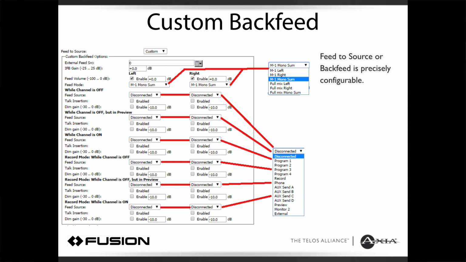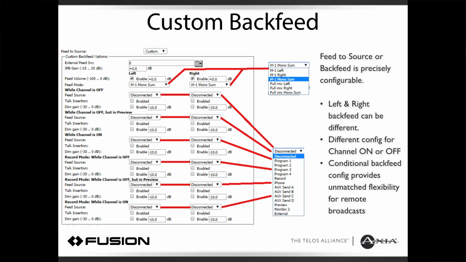It lets you customize how, say, a remote broadcast or an OB, an outside broadcast, is being handled. What are you sending to that remote broadcast, whether they're on a mono circuit, maybe they're on a telephone line, or a stereo circuit, so they're on some kind of stereo codec, maybe an IP codec, maybe an ISDN codec. So you can really control your backfeed operation with this screen. Again, left and right backfeeds can be different config for channel off and channel on, and conditional backfeed configuration provides truly unmatched flexibility for remote broadcasts.